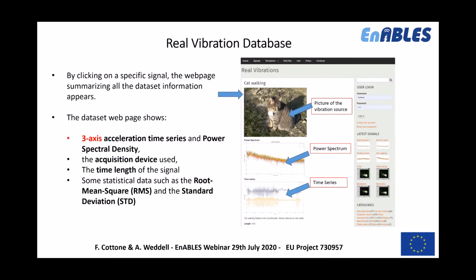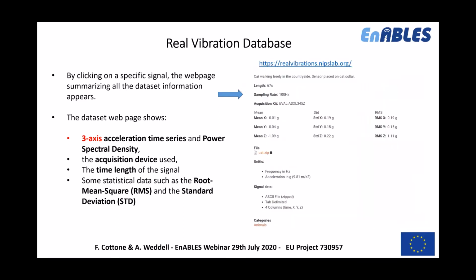In the dataset file, you have the 3-axis acceleration, as I said, and you can see directly the power spectral density on our website, but you can also calculate it by performing an FFT. You can see the time length, and you also have some additional data such as the root mean square and the standard deviation of the vibration, as you can see here. So you have the length, the sampling rate, and the acquisition kit.